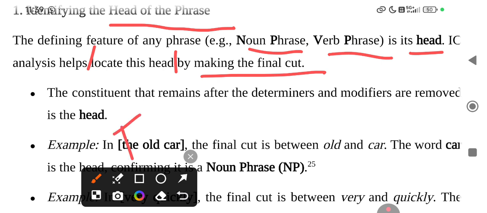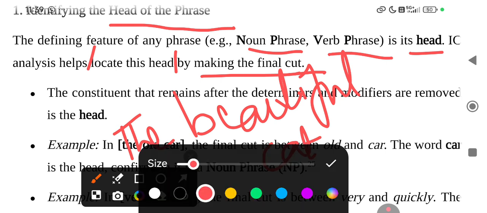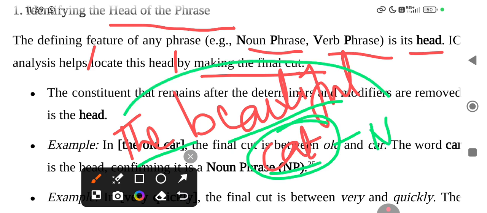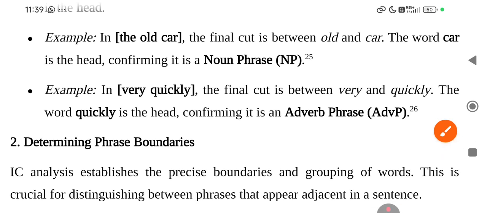The beautiful cat. So when we remove these two, the and beautiful, what remains here? That's cat, and this cat is the noun. That's why this whole group of words is called a noun phrase. They have given the example the old car.